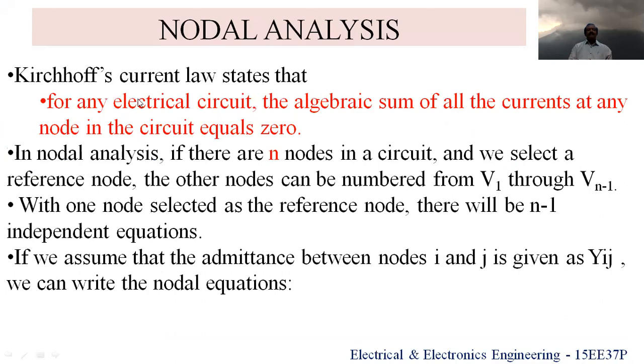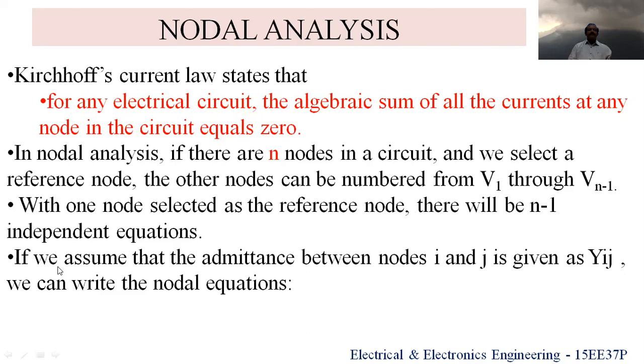First, what is Kirchhoff's current law? Kirchhoff's current law states that for any electrical circuit, the algebraic sum of all the currents at any node in the circuit equals 0. In nodal analysis, if there are n nodes in a circuit and we select a reference node, the other nodes can be numbered V1 through Vn-1. With one node selected as the reference, there will be n-1 independent equations. That means if we have 4 nodes, then we should have 3 equations because one is selected as the reference node.